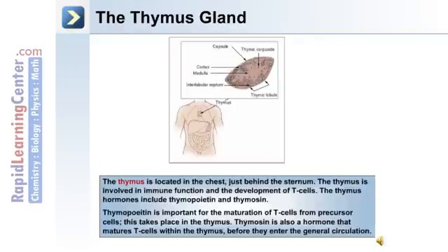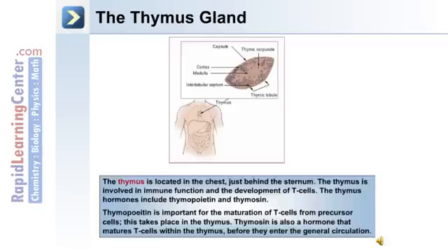The thymus gland is located in the chest just behind the sternum. It's involved in immune function and the development and maturation of T cells. The thymus hormones include thymopoietin and thymosin.